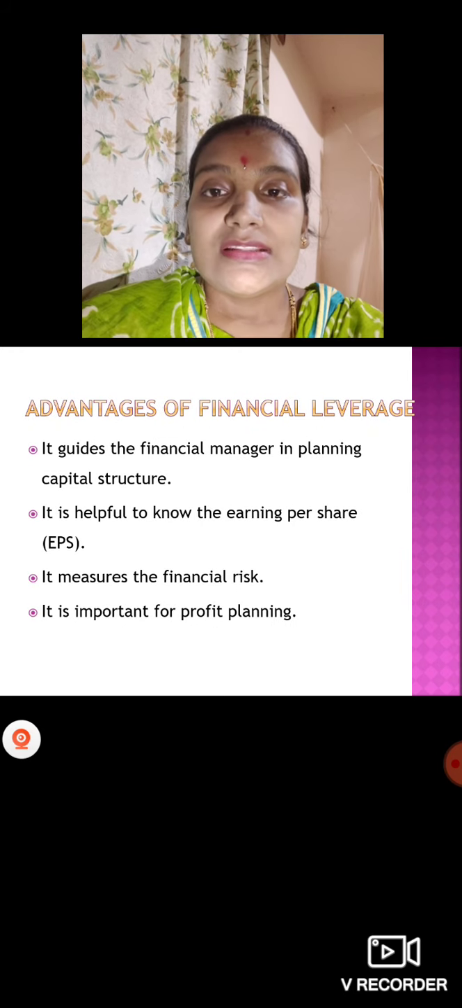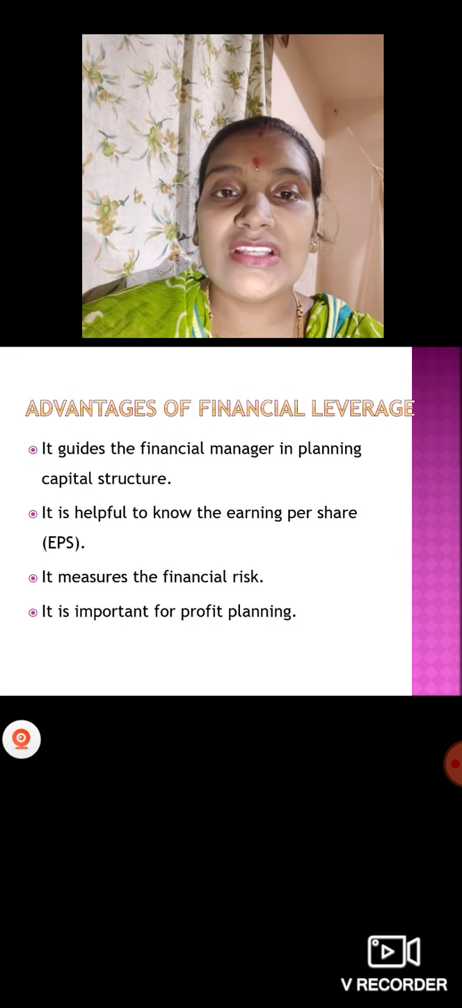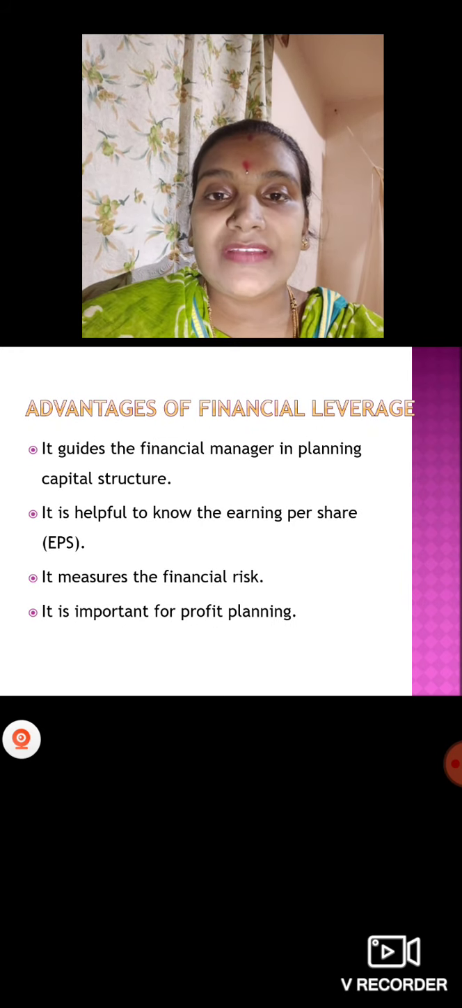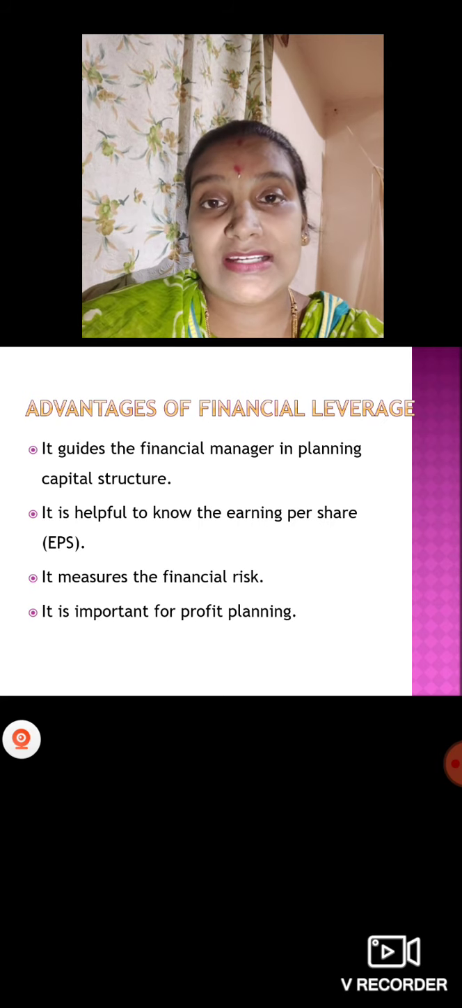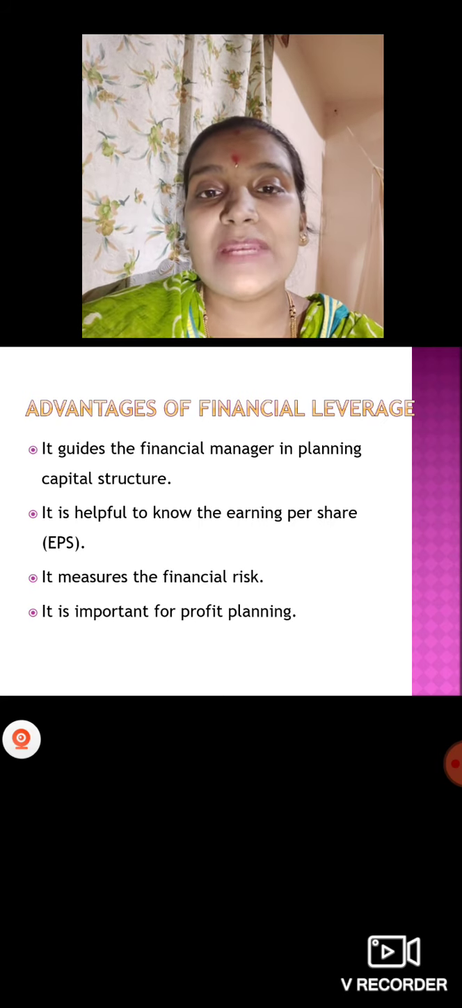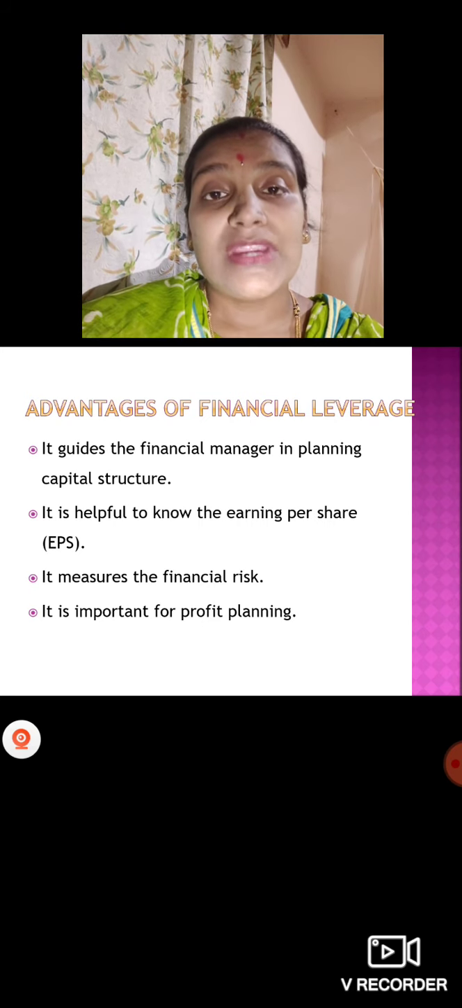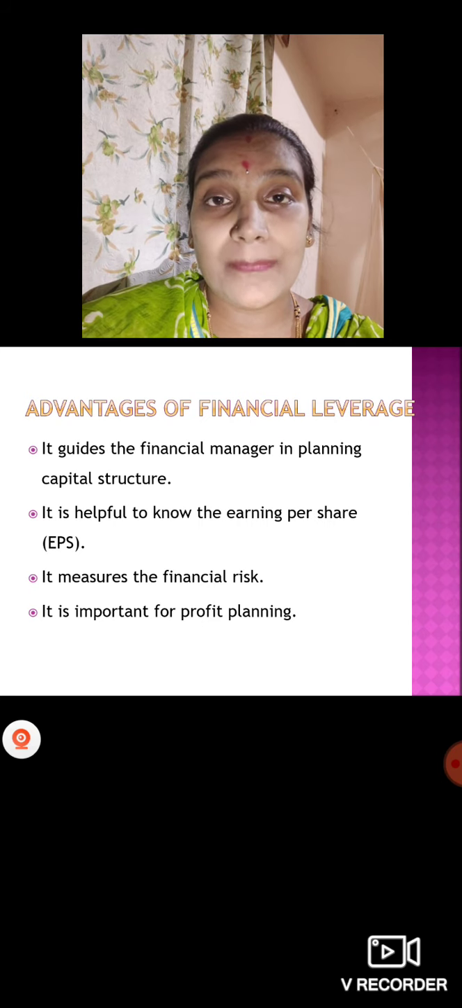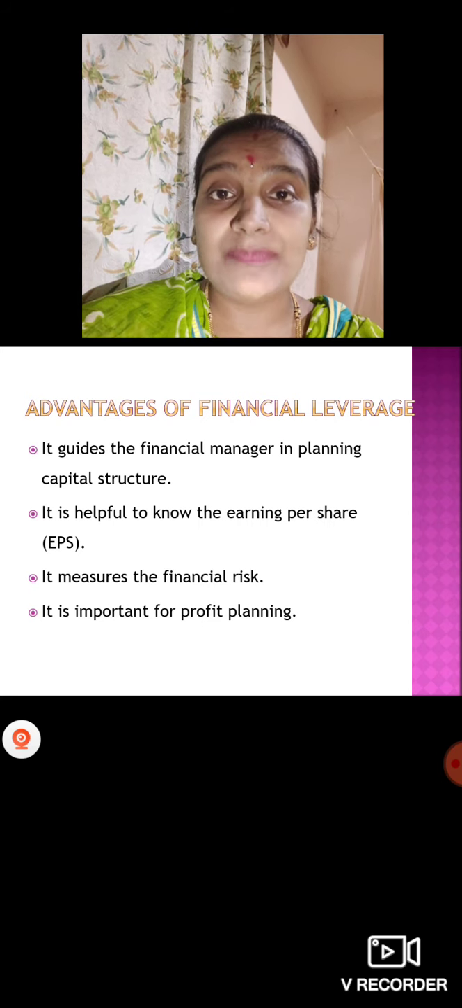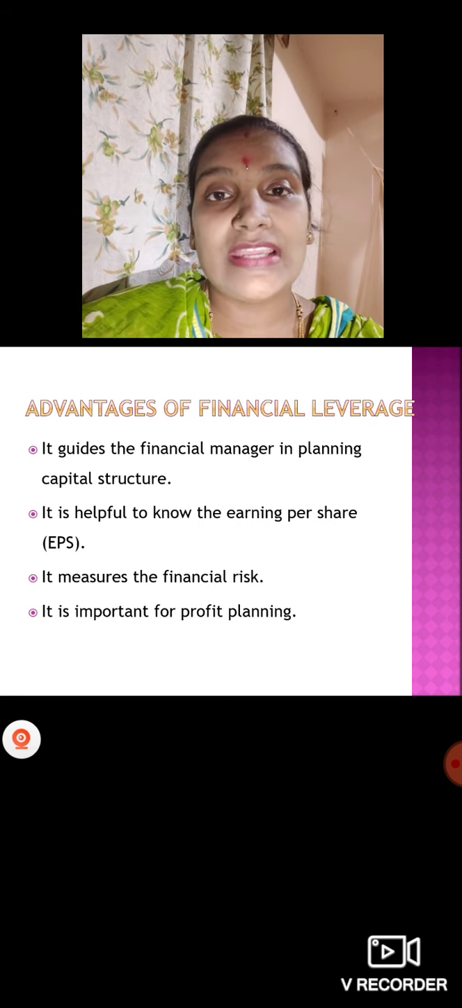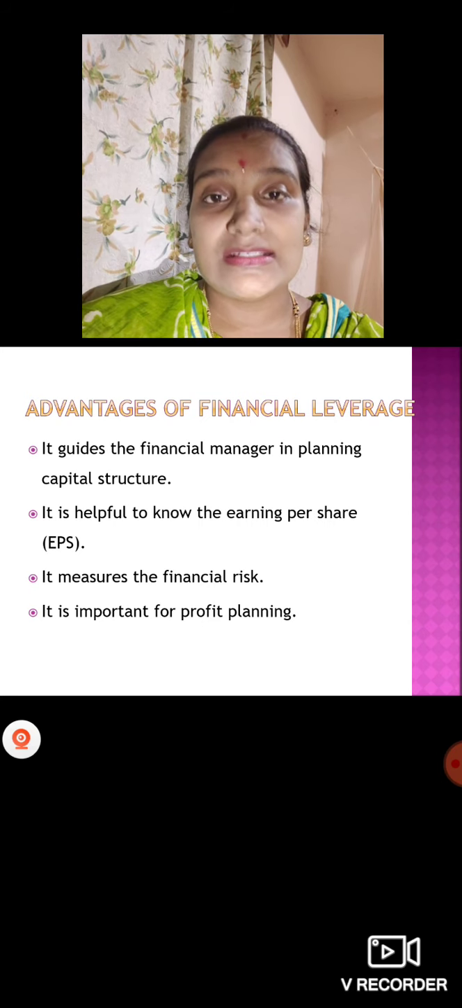Then the advantages of financial leverage. It guides the financial manager in planning capital structure. It will help the financial manager in planning the capital structure of the firm: how many equity shares they can issue, how many preference shares they can issue, or how many debentures, or whether they can have a combination of all three, or whether only equity or debentures are required. Like that, it helps the manager to take financial decisions or capital structuring decisions.